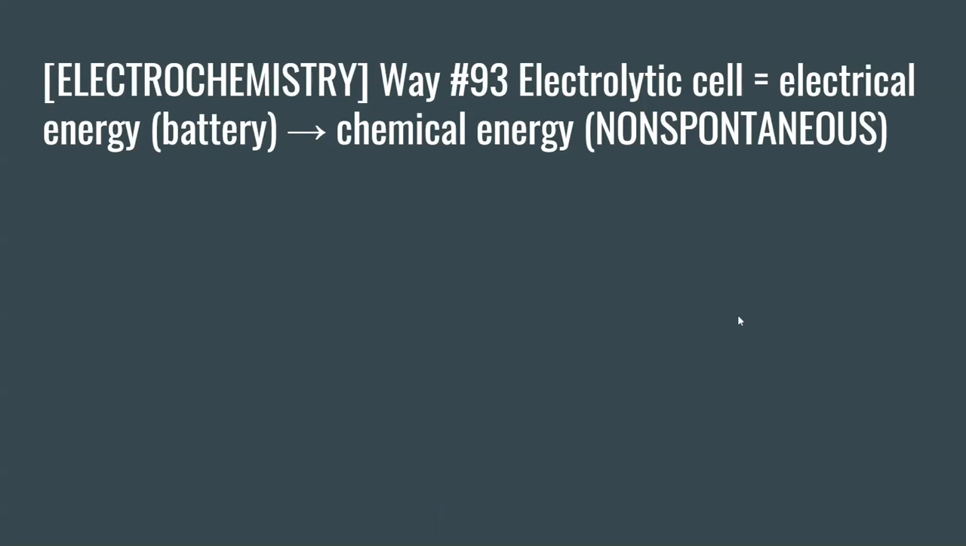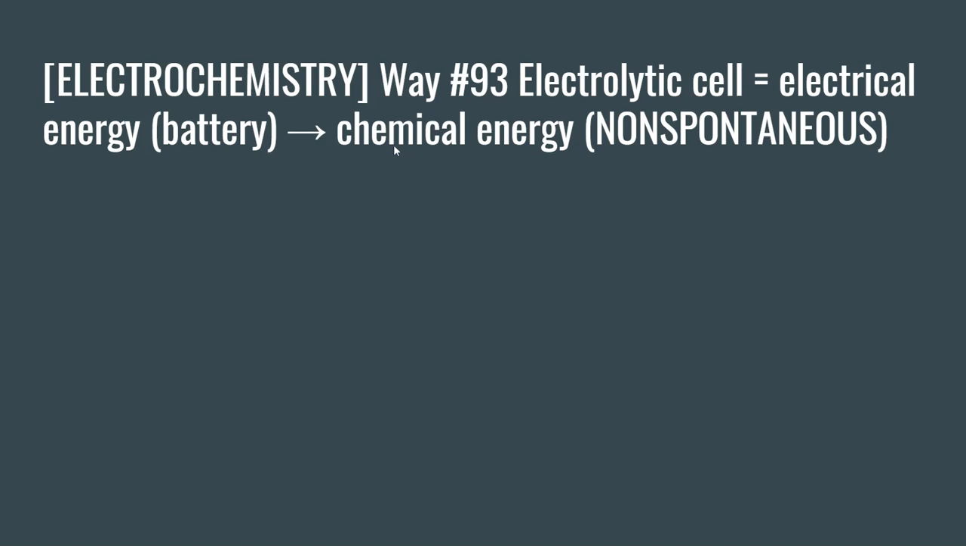193 talks about what an electrolytic cell is. Unlike a voltaic cell, which uses chemical energy to create electrical energy, an electrolytic cell does the opposite. It uses the electrical energy of a battery to power some chemical reaction. So in this case, electrical energy is being converted into chemical energy. That wouldn't normally happen otherwise.